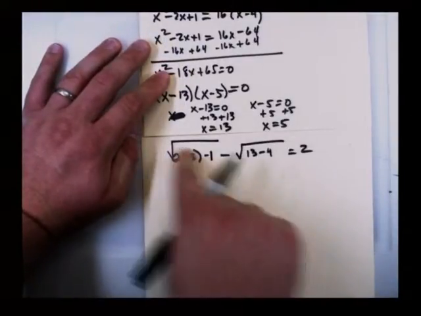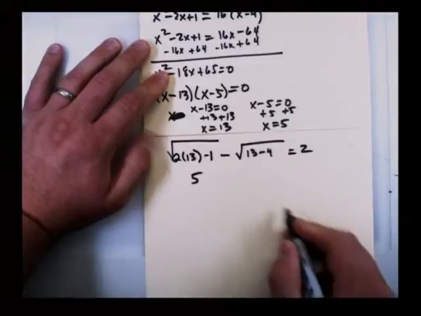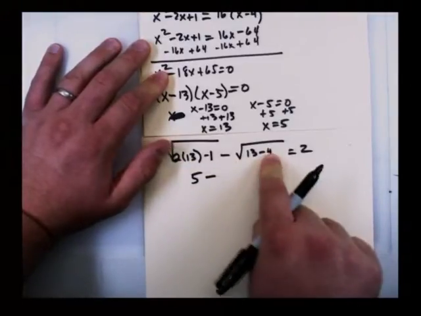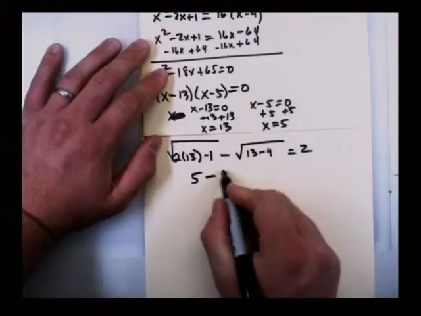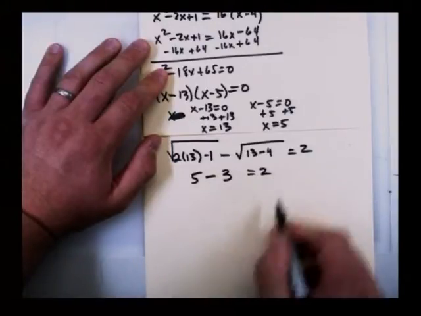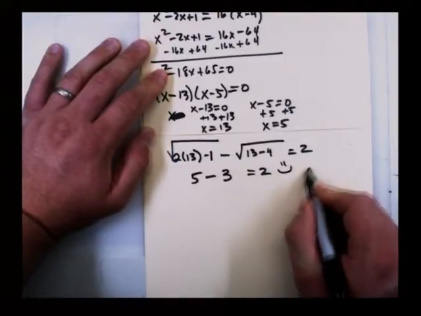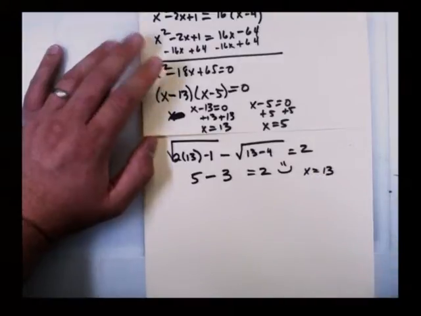26 minus 1 is 25. Square root of 25 is 5. 13 minus 4 is 9. Square root of 9 is 3. 5 minus 3 is equal to 2. So, yep, x equals 13 is the solution.